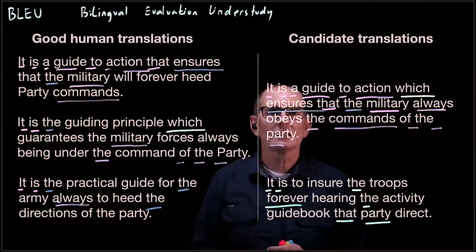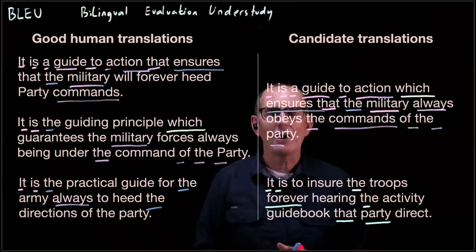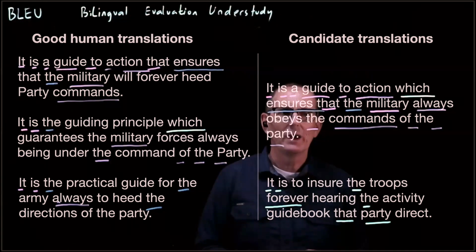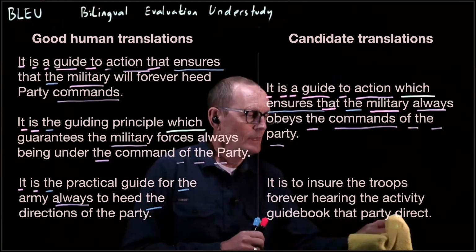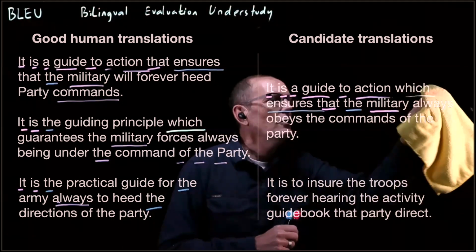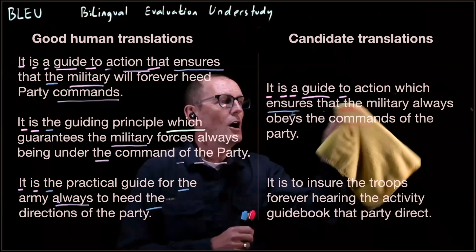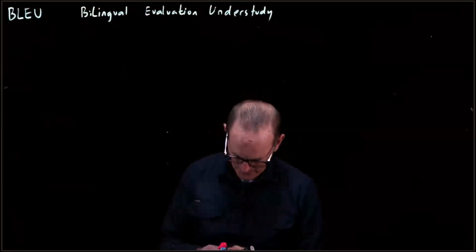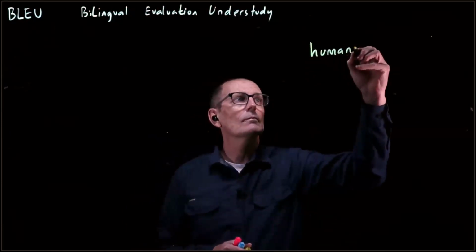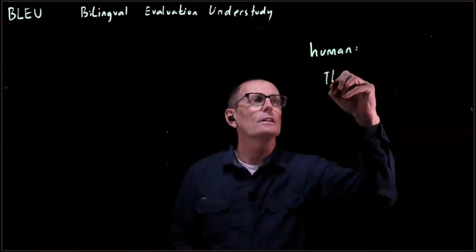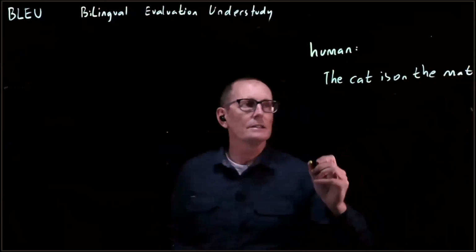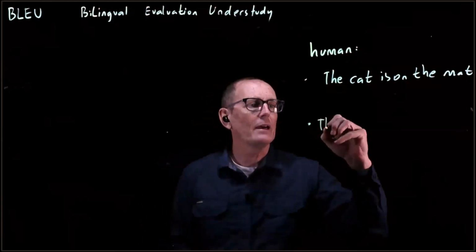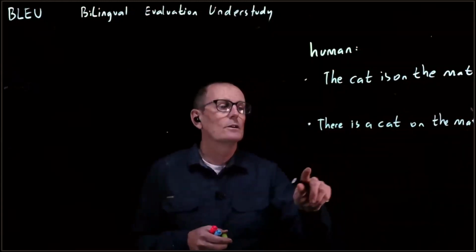Okay, so that's going to be our intuition for how we are going to come up with some calculation. That's not the sole thing that we're going to do, but that gets us started in our intuition. I'm not going to use these translations from now on because they're too long. We're going to look at some much simpler translations. So let us look at some human translations. We're going to do: cat is on the mat. That's one translation. The second translation: there is a cat on the mat. Okay, for our human ones.